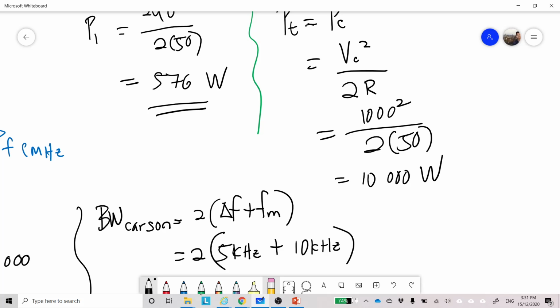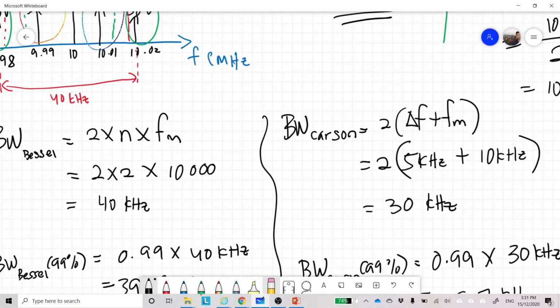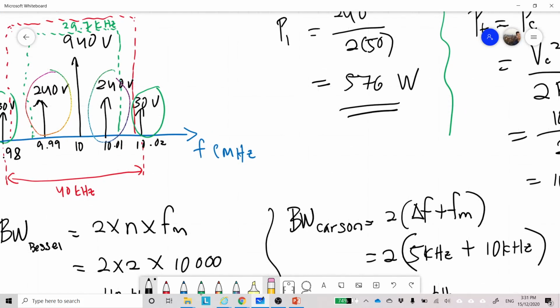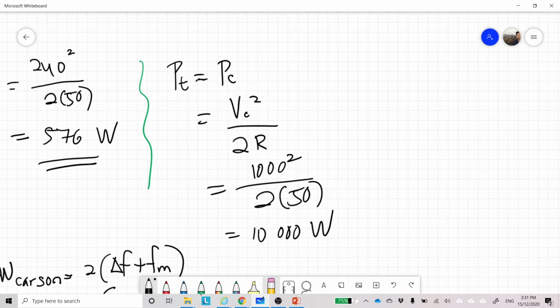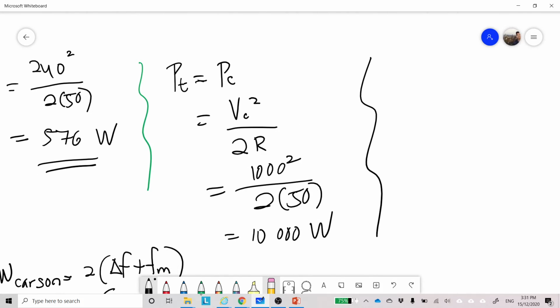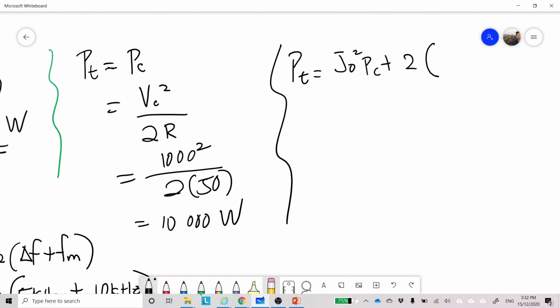Okay, so kalau you nak kira cara yang panjang tu, you boleh kira, ini dia tanya total, so now the question asks about total without considering whatever 99%, so dia tanya keseluruhan, total. So you boleh kira kalau nak guna cara panjang, P total bersamaan dengan J0 square PC plus 2 times J1 square PC plus J2 square PC.